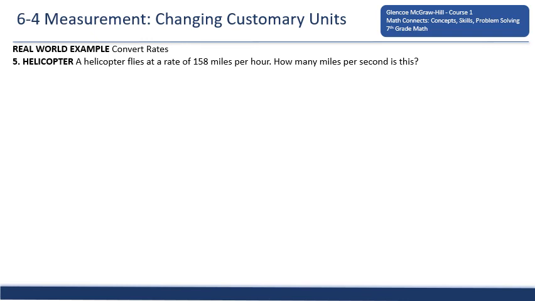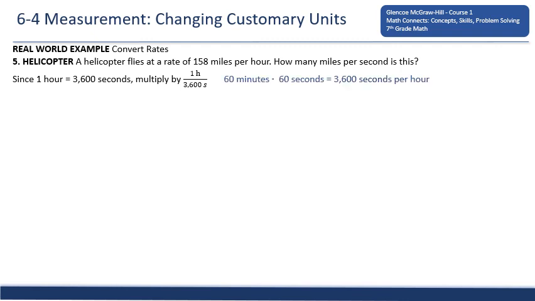A helicopter flies at a rate of 158 miles per hour. How many miles per second is this? Since 1 hour has 3,600 seconds, which is 60 seconds times 60 minutes, we multiply by 1 hour over 3,600 seconds. So 60 minutes times 60 seconds equals 3,600 seconds per hour.